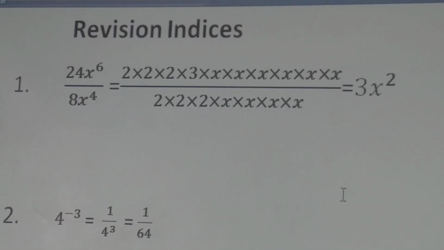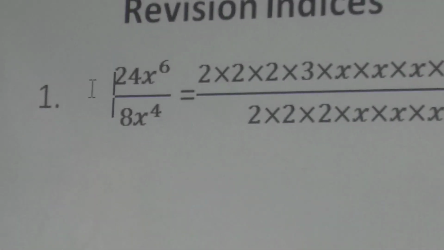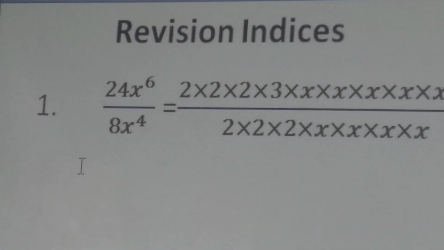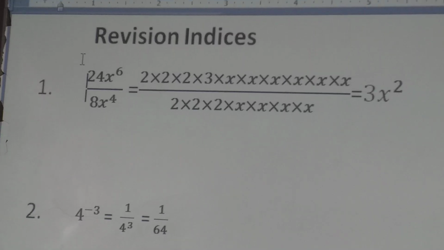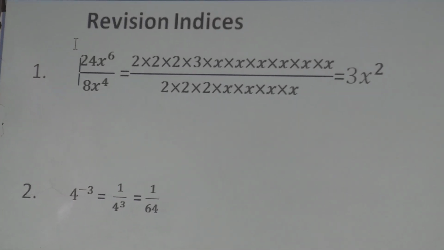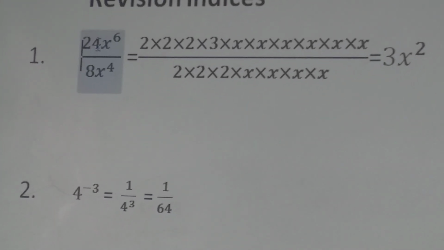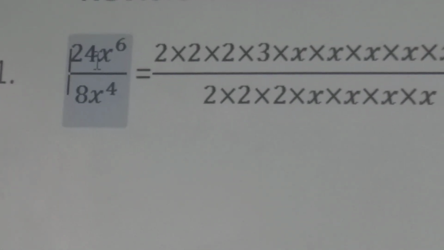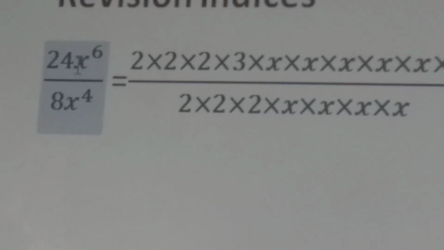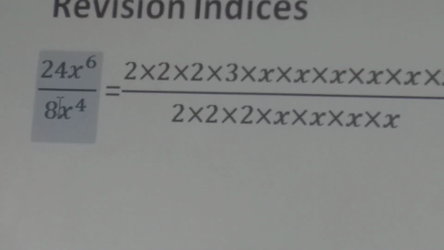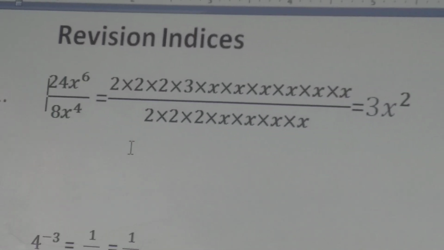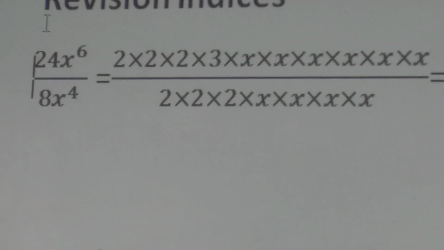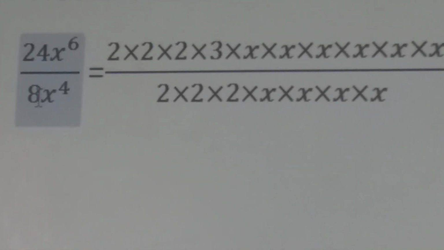These are just normal ordinary numbers. As we work with ordinary numbers, if numbers are with the powers, it means they are repeatedly multiplying themselves. So here we are saying 24x to the power 6 over 8x to the power 4. You just express each term, both the numerator and the denominator, as products of their prime factors. That will make it easier before you consider the use of indices laws.